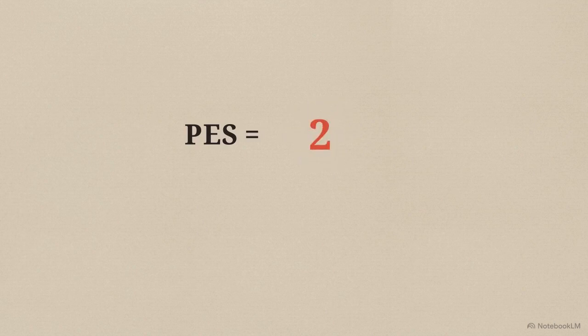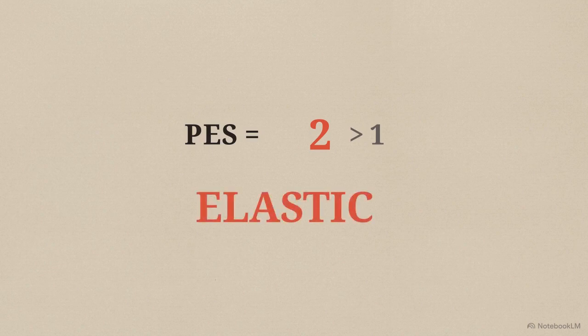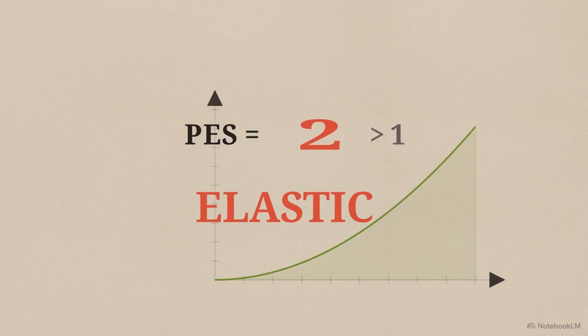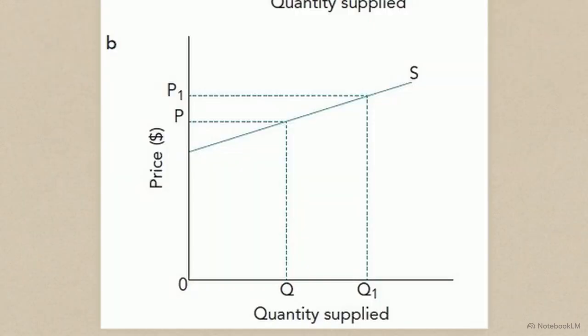Since this result is greater than 1, it means the producer is highly responsive to the price change. We call this state elastic. The factory was able to stretch its output to capture the extra profit. Look at graph B. Notice how a small movement up the price axis results in a large leap forward in quantity supplied. That is elastic supply.